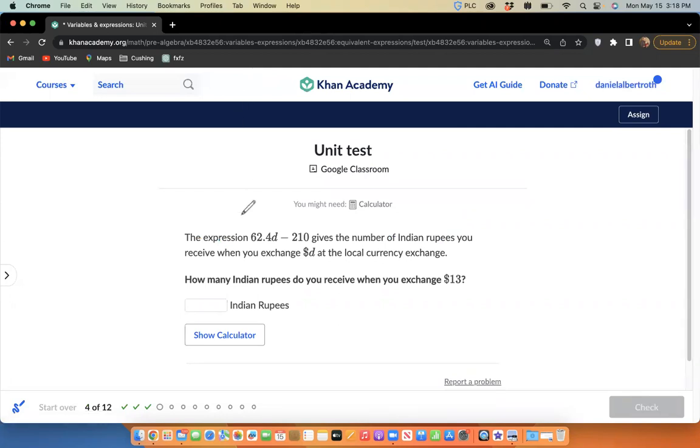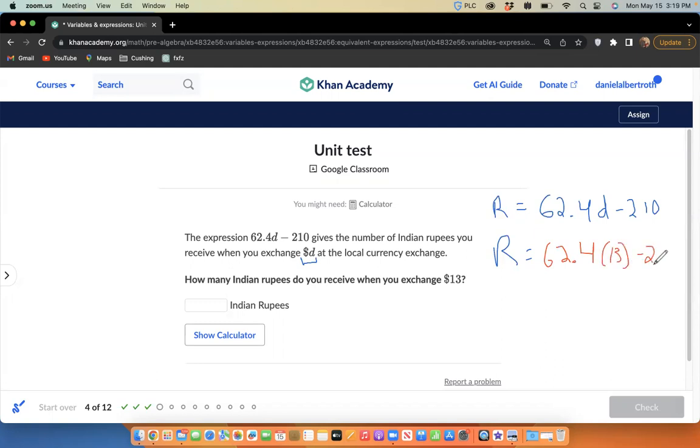All right, this one says the expression 62.4d minus 210 gives the number of Indian rupees you receive when you exchange d dollars at the local currency exchange. How many Indian rupees will you receive when you exchange $13? So the amount of rupees equals 62.4 times the number of dollars minus 210. So it's asking how many rupees will we get if we're exchanging $13. So I'm going to do 62.4, multiply that by 13, since that will represent the number of dollars, and then minus 210. So I just need to figure out what's 62.4 times 13.